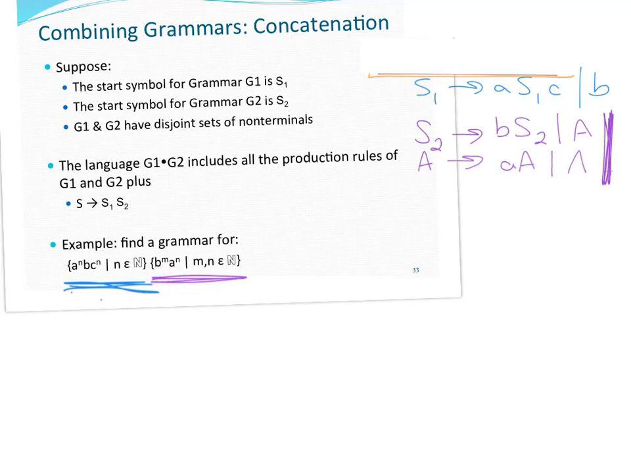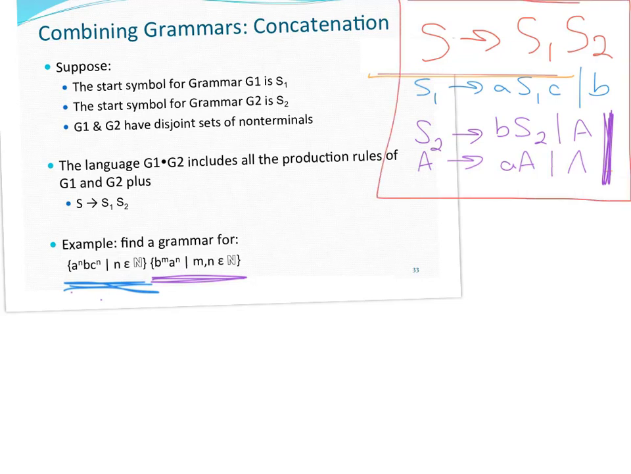And again, this is pretty easy if I just add one more step here, which is S goes to S1 S2. Then you'll see that this whole grammar in here, if it's taken as a whole, represents a grammar for the language that is G1 concatenated with G2.